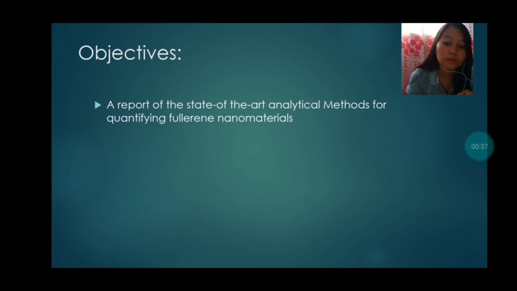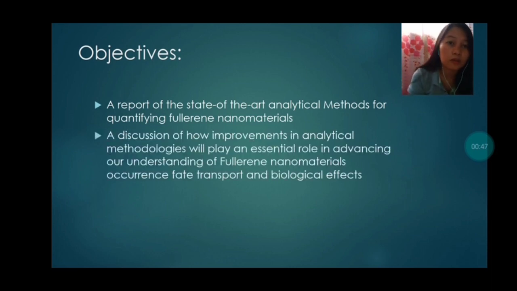The central objectives of this presentation are to provide the reader and the listener with a report of the state-of-the-art analytical methods for quantifying fluorine nanomaterials. Second, a discussion of how improvements in analytical methodologies will play an essential role in advancing our understanding of fluorine nanomaterials' occurrence, fate, transport, and biological effects.